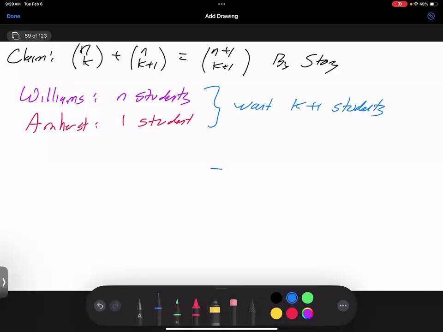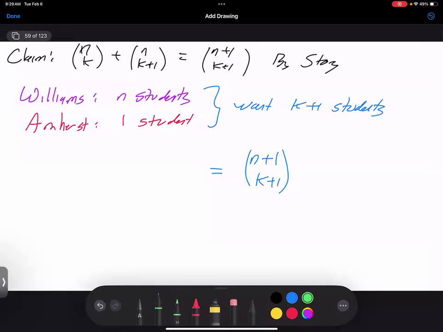Does everyone agree that the number of ways of doing this is just n plus 1 choose k plus 1? I have n plus 1 students total. I need to choose k plus 1 students. Does everyone agree that this is the number of ways to choose k plus 1 students from n plus 1 students? Yes? Okay. Now, let's break it up into 2 cases.